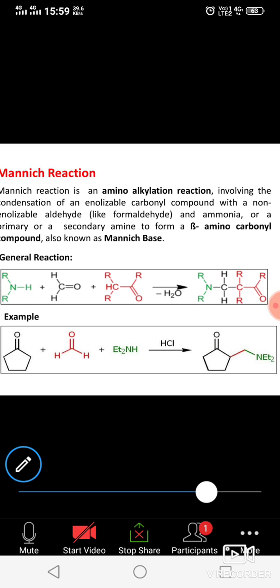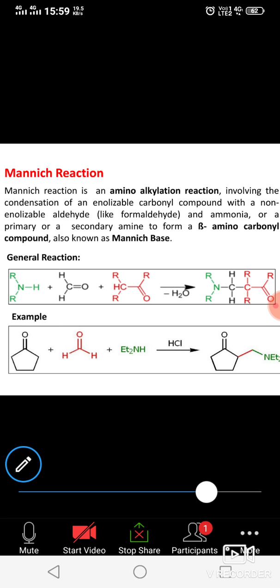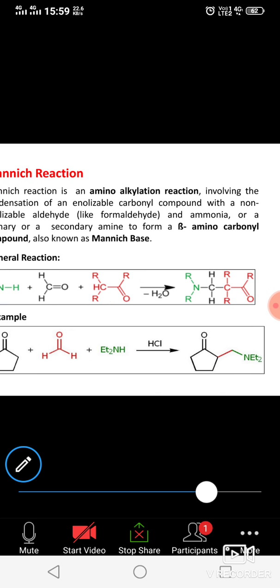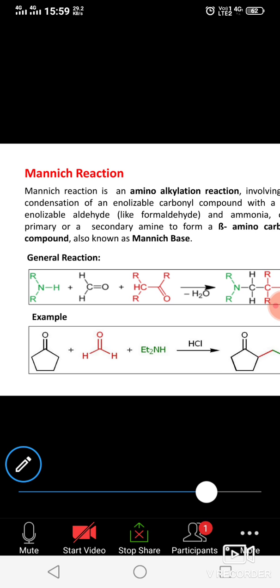Here I have given one example for the Mannich reaction. You have cyclopentanone, which you react with formaldehyde, using diethylamine. Diethylamine is a secondary amine, formaldehyde is the non-enolizable aldehyde, and cyclopentanone is the enolizable carbonyl compound. When you add the acid catalyst, you will get this beta amino carbonyl compound. You can see that the carbon attached to nitrogen is the alpha carbon, then you have the beta carbon, and to the beta carbon there is a carbonyl functional group. So this is the example for the Mannich reaction.